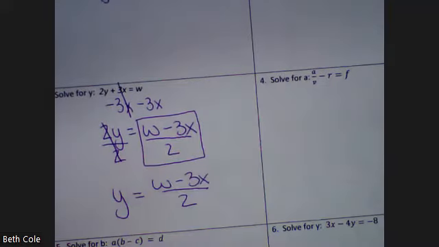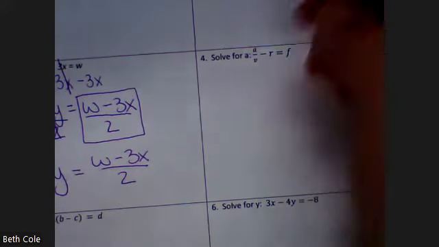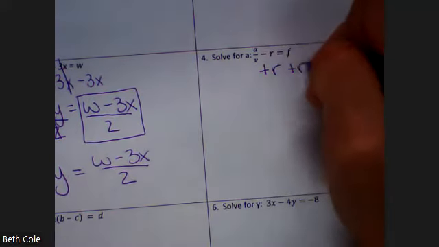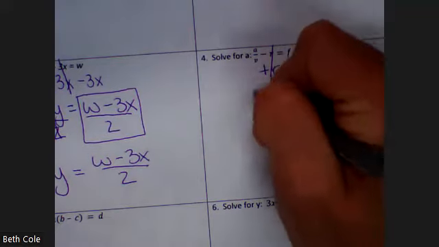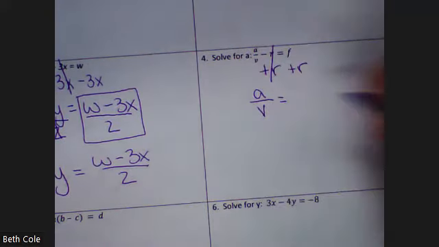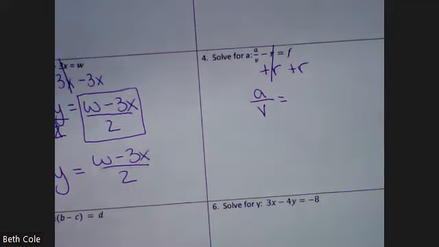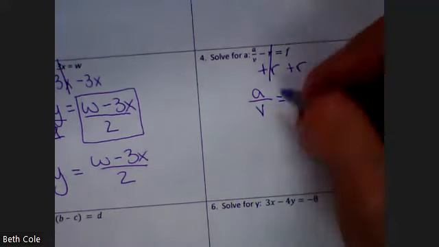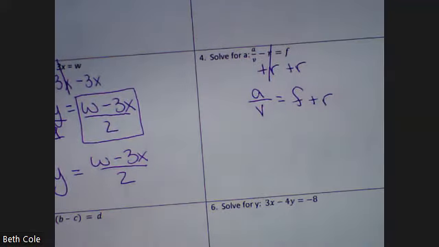Right here, we're solving for A. Leave A where it is, move everything else away from it. So what gets moved over first? Yeah, R, and we would plus R. So A over V equals, don't overthink it, what's going to be on the other side? That's it, F plus R.